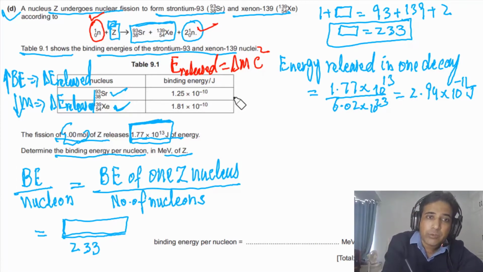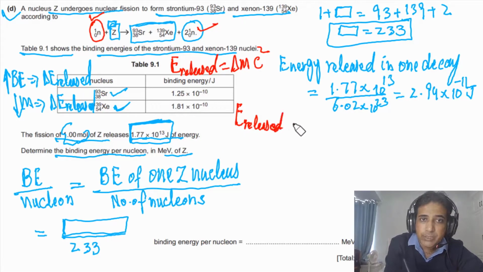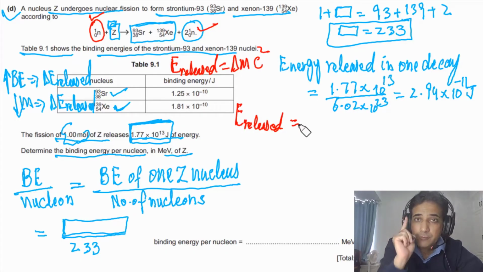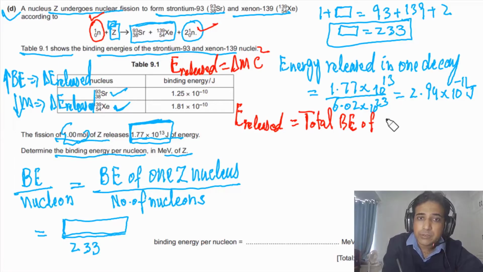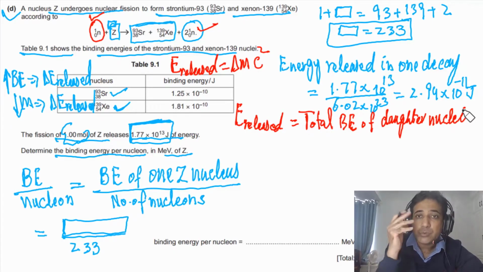And the second method to calculate energy released is to calculate the difference between the binding energy on both sides. So energy released will be equal to the total binding energy of products, meaning daughter nuclei. These points are very important, so you need to listen carefully and understand.